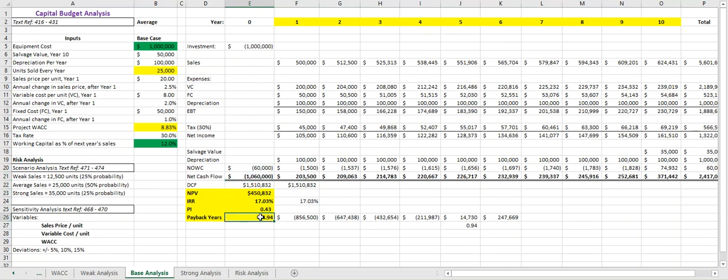And the payback is how many years to recoup the $1,060,000 investment. Year 1, 2, 3, 4, and 0.94 of the 5th year, 4.94 years to return the investment. Now, what is the risk of this? This is our discussion in this video.